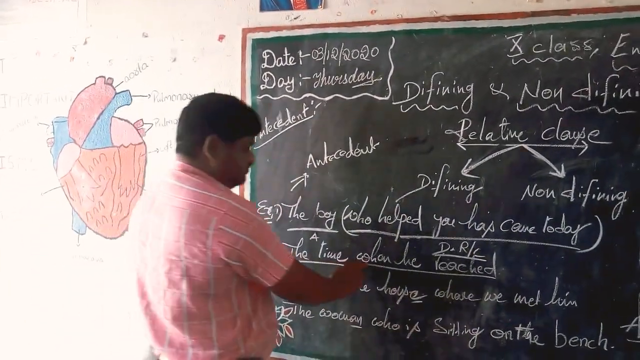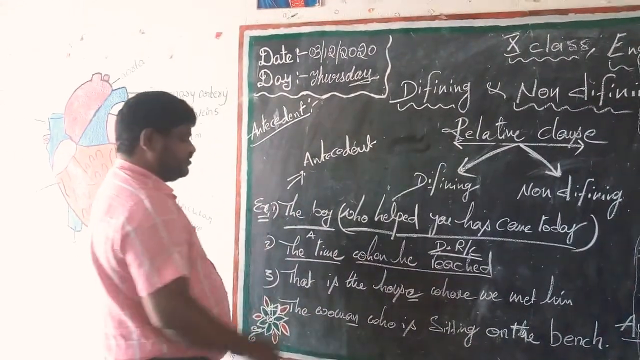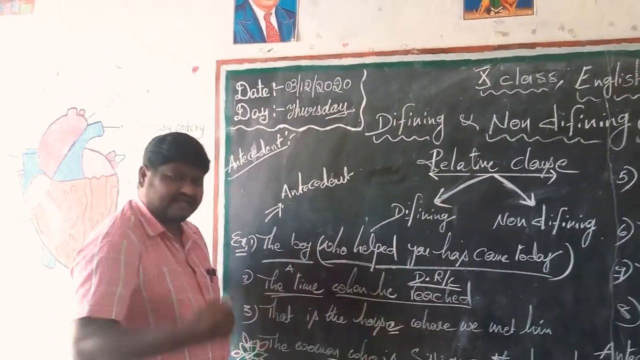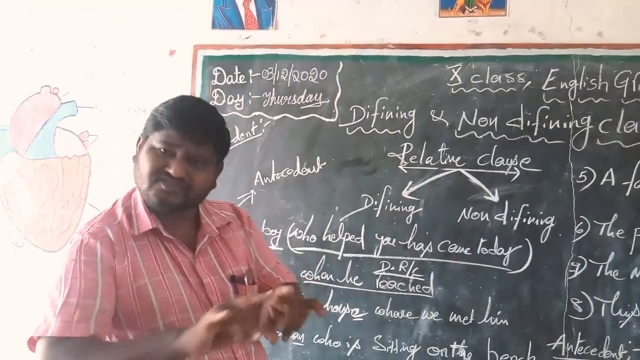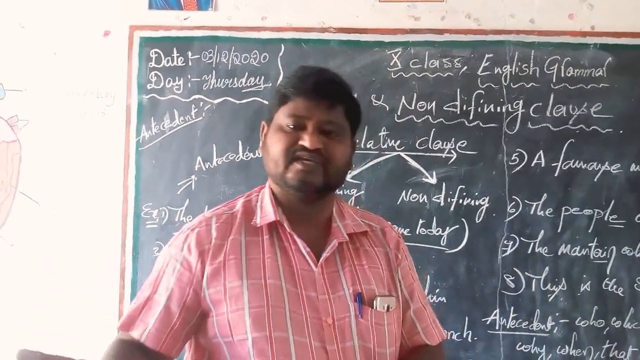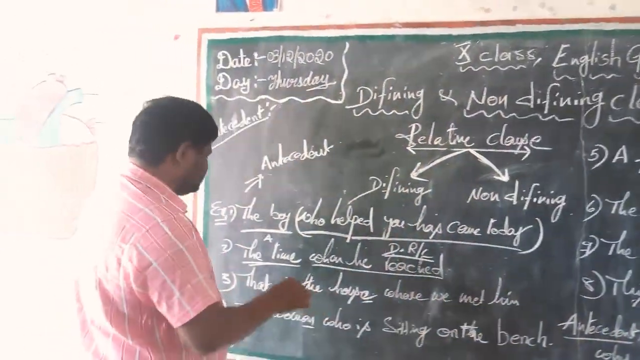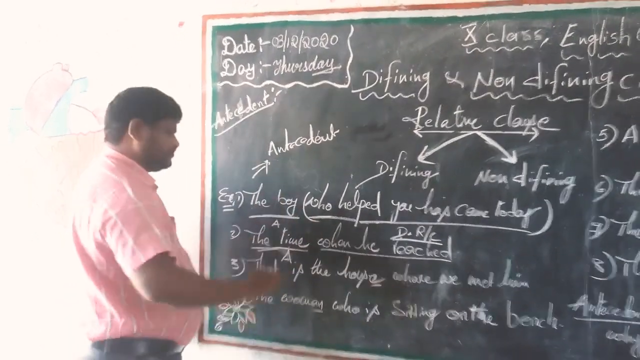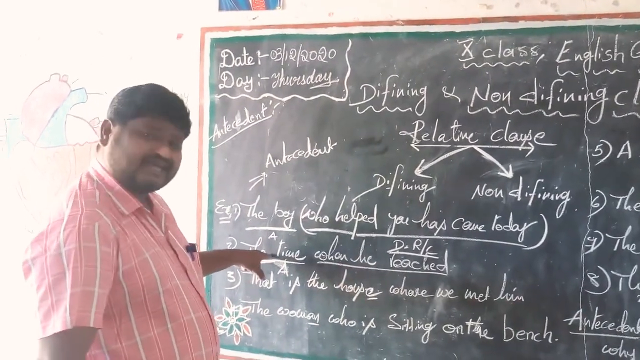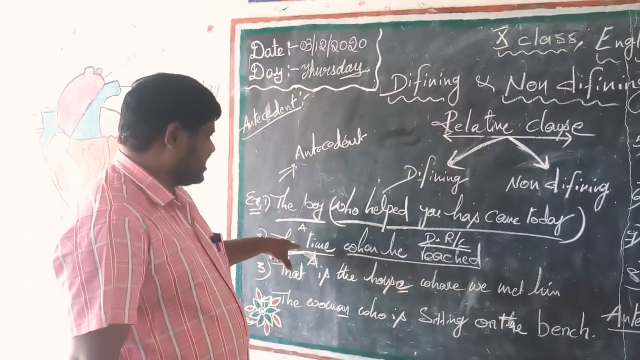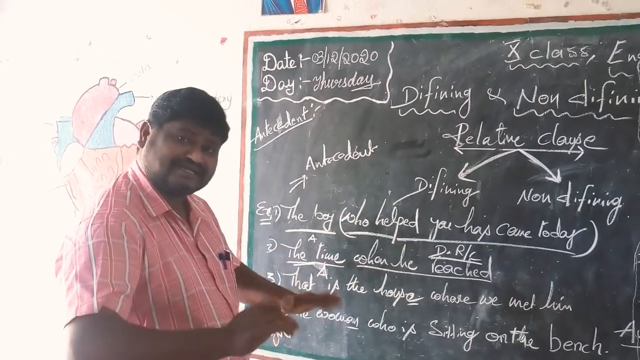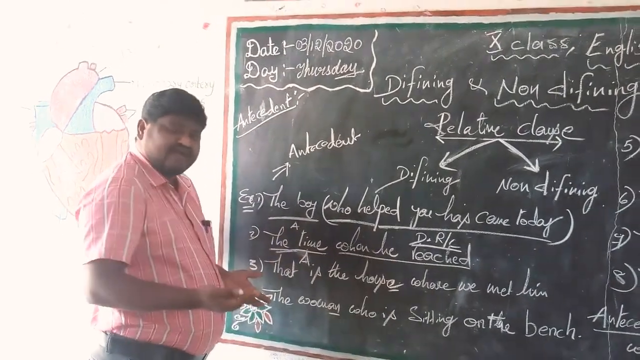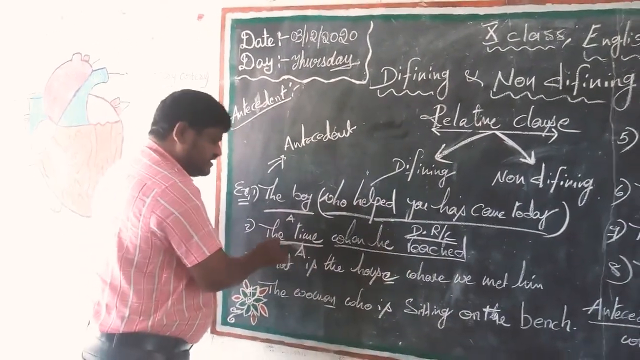The time when he reached. Here, what is the time? We don't know exactly. In this sentence, he has not given the particular time. That's why this is the antecedent. Why? Because here, what is the time? It does not tell us. It does not mention the particular time. What is the time? We don't know exactly. That's why we are calling this the antecedent.